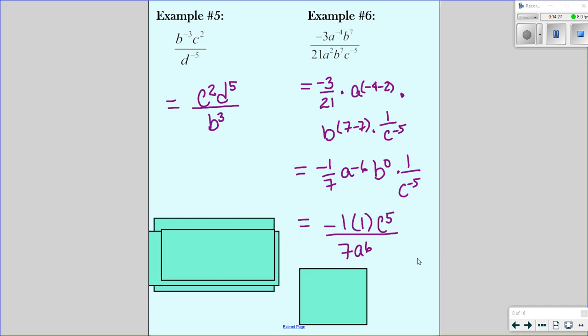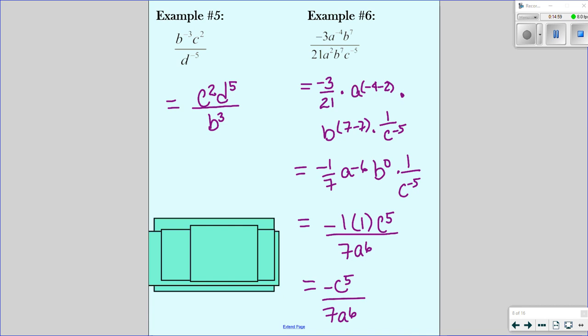And then my close to last step, I just kept the fraction, negative 1 over 7. The a, since it was a negative 6, I'm doing the reciprocal, so it'll be 1 over a to the 6. Then the b to the 0 power is just 1, but that's in the numerator. And then that's c, 1 over c to the negative 5th. I'm doing the reciprocal, and c to the fifth will end up on the top, in the numerator. Then I simplify further, so it'll be negative c to the fifth over 7a to the sixth. And that's my final answer.